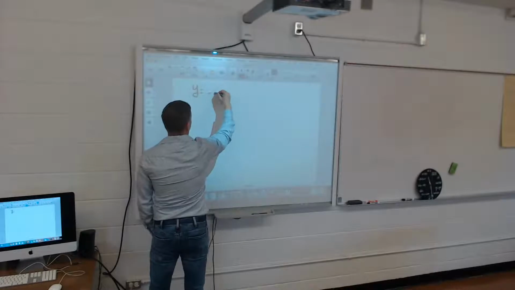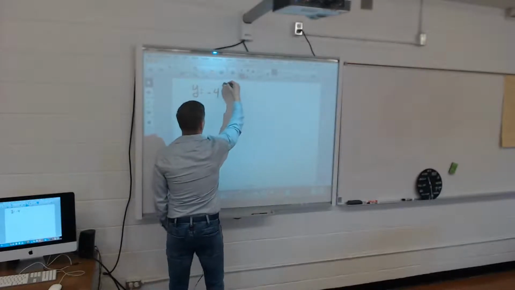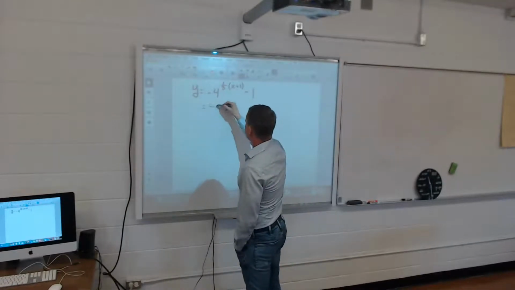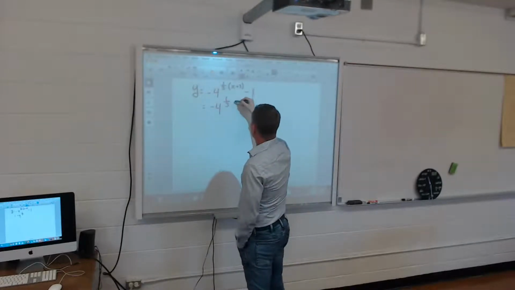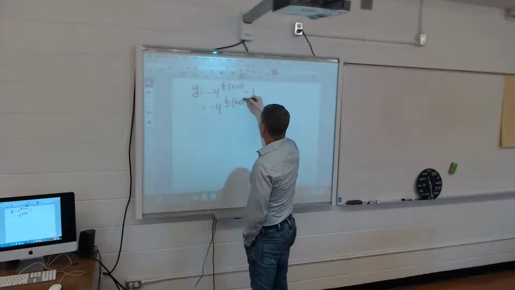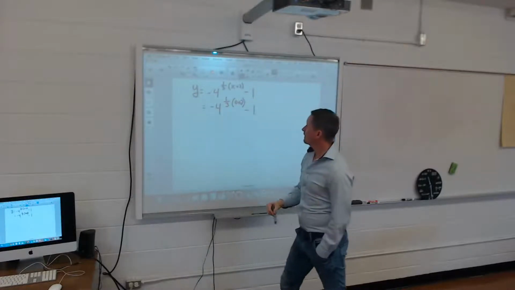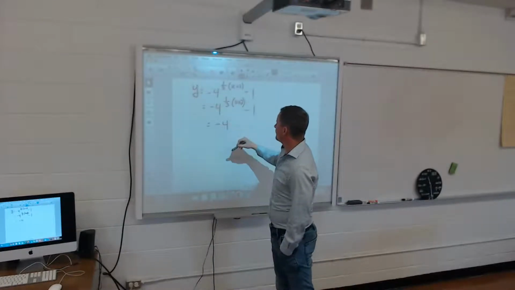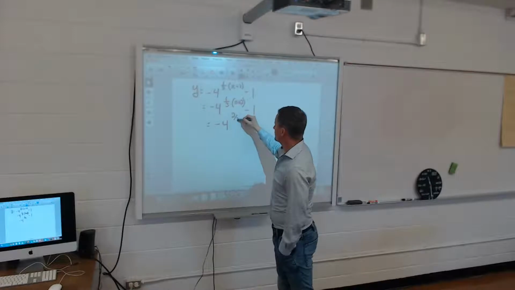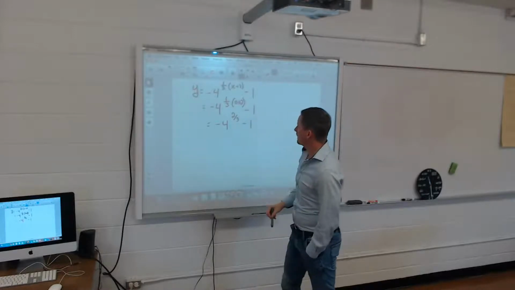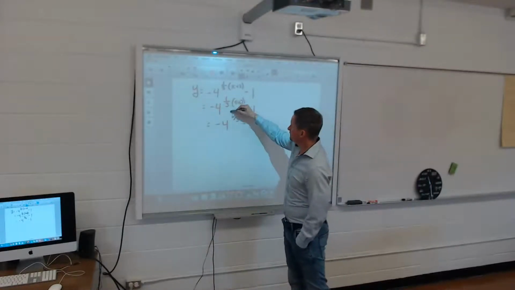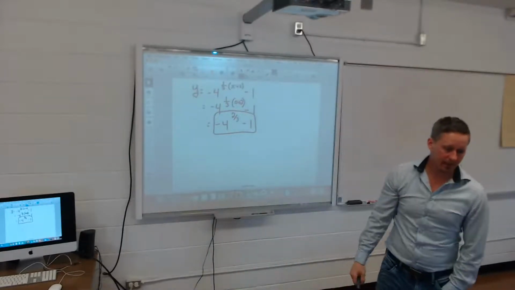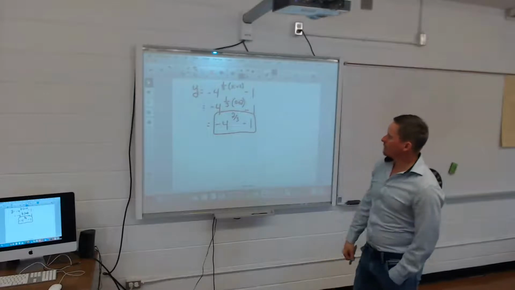Y equals -4, 1/3. So I'm going to put 0 in for x. All right. So my y-intercept is -4, the 2/3, subtract 1, and leave it like that. If I could break it down a little bit, I probably would, but I'm going to leave it as is. So there's my y-intercept.